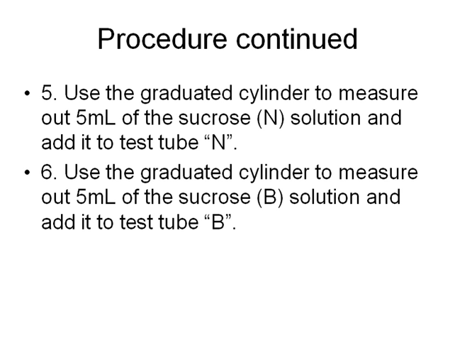If you don't rinse it out, then you're going to contaminate your next solution. So rinse it out after step 4, rinse it out after step 5, and then for step 6, use the graduated cylinder to measure 5 milliliters of sucrose B solution and add it to the test tube. Make sure you rinse it out after every step. It doesn't need to be dried, it just needs to be rinsed out well.